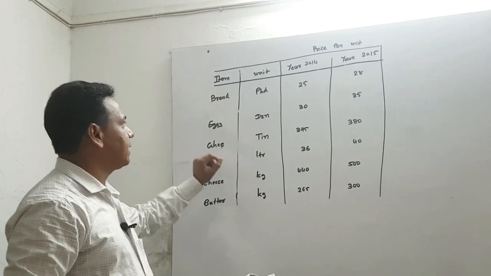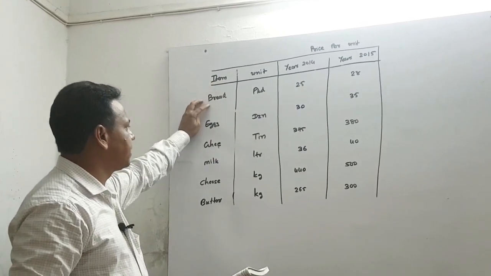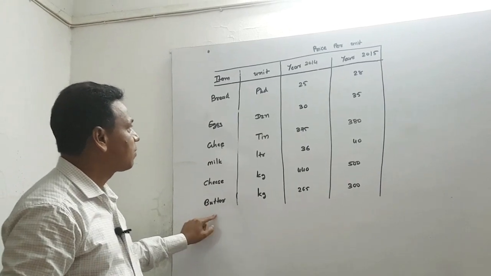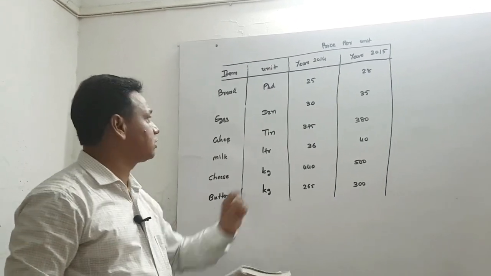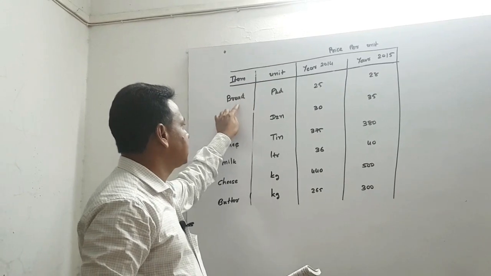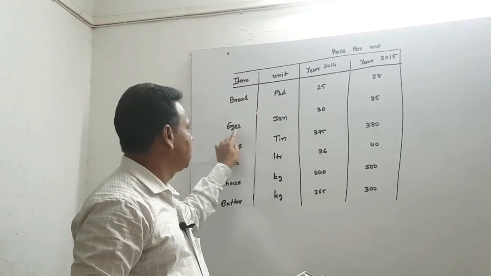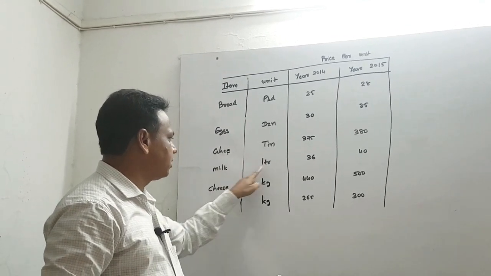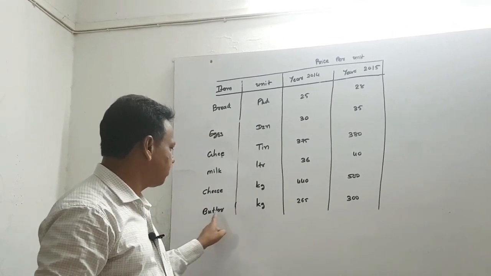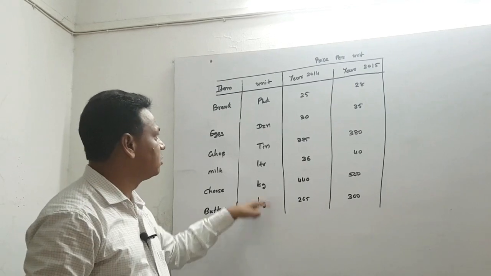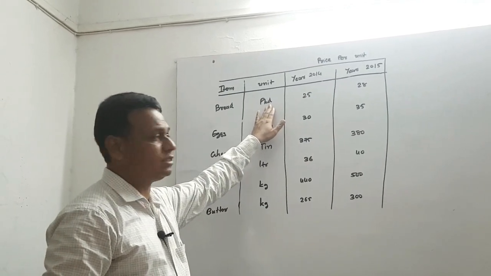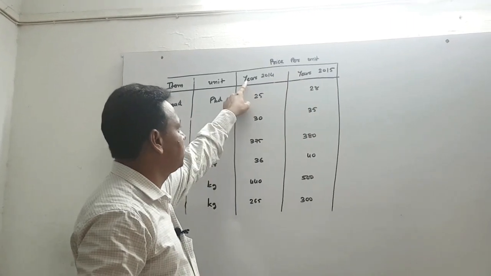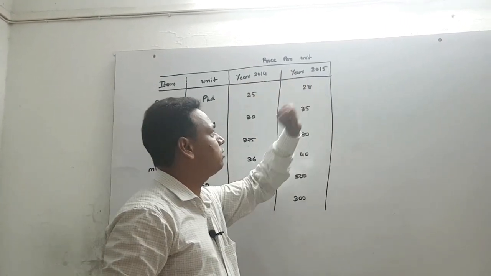The first column indicates the items: bread, eggs, ghee, milk, cheese, butter. Then they have given the selling units. Bread is available in the market in packets, eggs in dozen, ghee in tin, milk in liter, cheese in kilogram, and butter also in kilogram. So the unit always indicates the price. Here we have the price of two different years: 2014 and 2015.